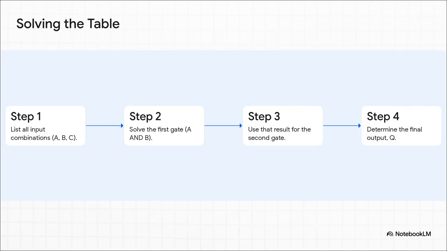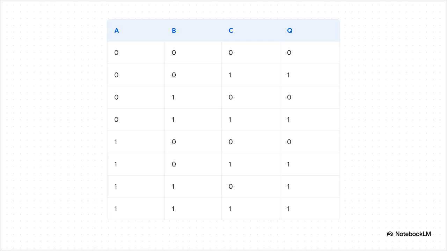Simple. The biggest trick with these complex circuits is not to get overwhelmed. You just have to work through it logically, one step at a time, from left to right. First, figure out the output for that AND gate. Then you take that result and just use it as an input for the next gate, the OR gate. And voila! Here's the finished truth table. By breaking the problem down into smaller, manageable chunks, we can easily figure out the final output for every single one of the 8 possibilities. See? Not so scary when you take it step by step.